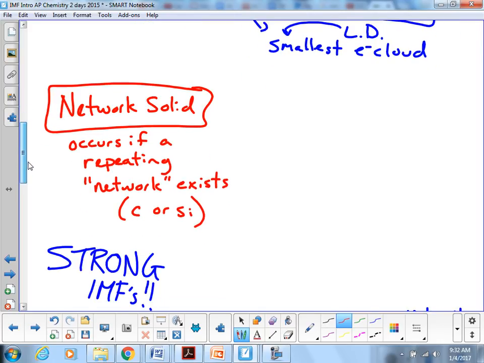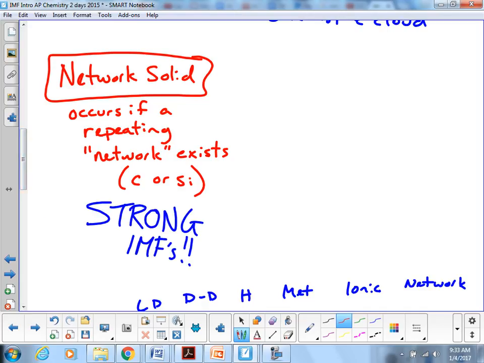So what it is, a network solid occurs if a repeating network exists, and usually it's with carbon and silicon. The reason why it's carbon and silicon is that carbon and silicon can make four bonds all the time. So it can make the most bonds, so it can make more of a network. A network has to have multiple branches coming off of it, or else it's not called a network.